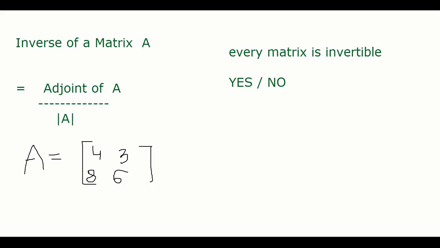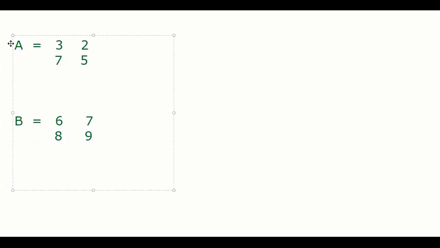Now, if I give a simple question like this, this is a very important property. Suppose my A matrix is 3, 2, 7, 5. I'm not putting a bracket, but you can assume. A is this. Your B is 6, 7, 8, 9. We already did this, check whether this works or not.